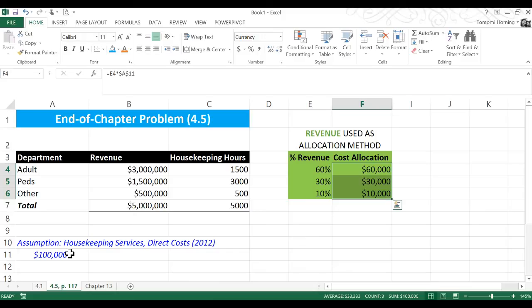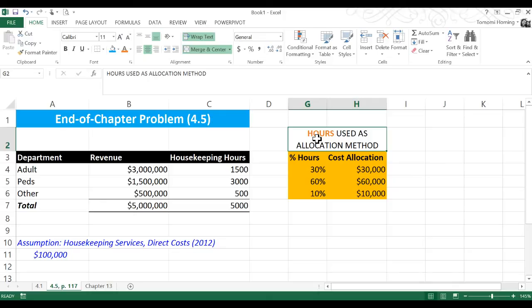So, working backwards to double check our work. If you highlight the three departments' cost allocation, and you look down here, the sum is $100,000, so that's a very quick visual check to make sure that we have allocated the housekeeping expenses, the $100,000, appropriately and wholly based on the revenue as the cost driver.